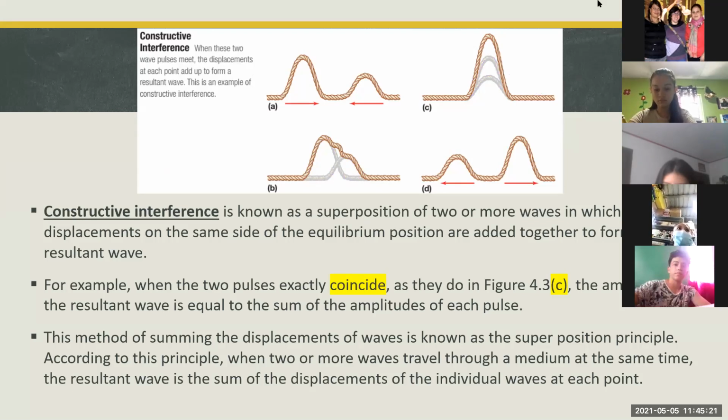Now, this method of adding the waves or the displacement of waves is known as the superposition principle. According to this principle, when two or more waves travel through a medium, the medium here in this example is the rope, so the two waves are traveling in the rope. When those two waves or more than two waves are traveling through the same medium at the same time, the resultant wave is going to be the result of adding the individual waves at that precise point.